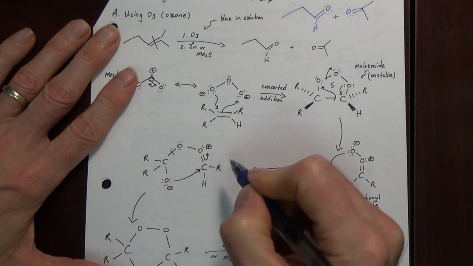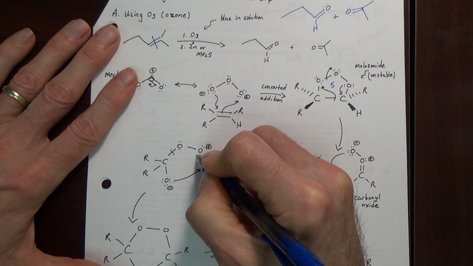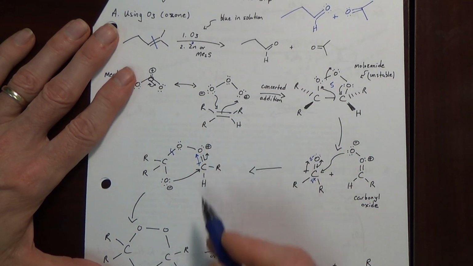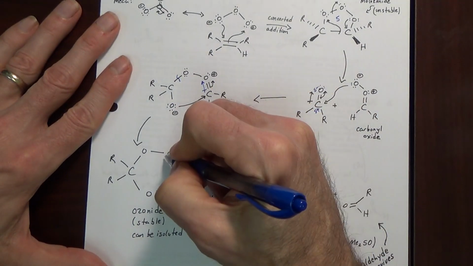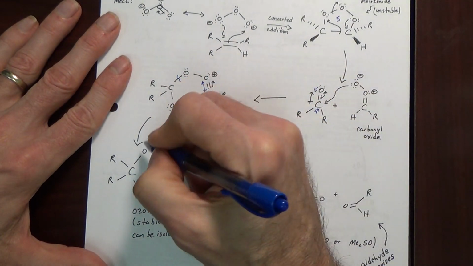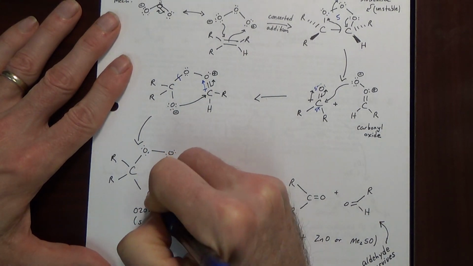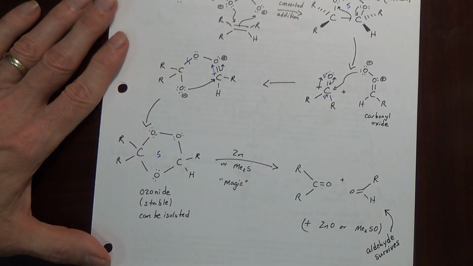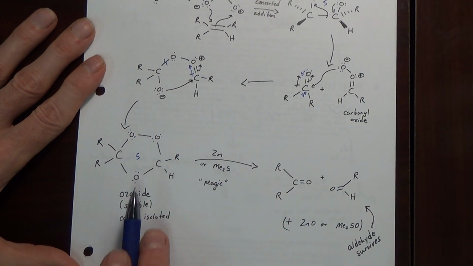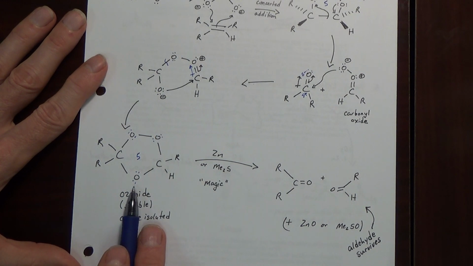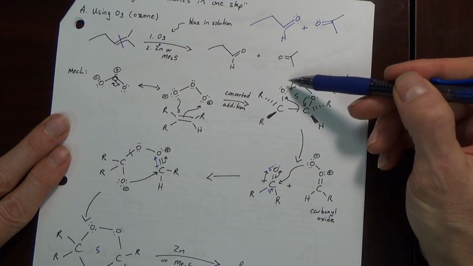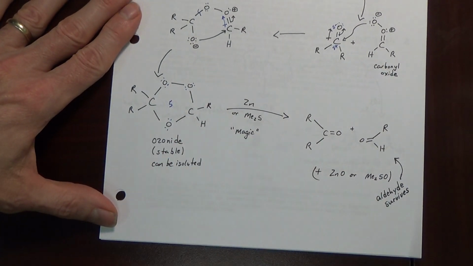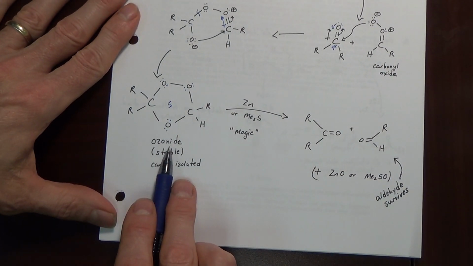These electrons, this minus, then attacks, we have a dipole here, attacks this carbon, pushes electrons up, gives this oxygen back its 2 lone pairs. That one has 2 lone pairs. This one now has only 2 lone pairs. We get this structure here, which is a 5-membered ring. But now the 3 oxygens are no longer bonded together. With the 3 oxygens bonded together, it's not stable. This is stable. It's called an ozonide.